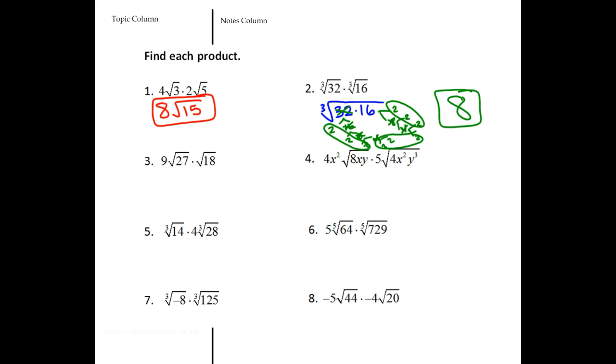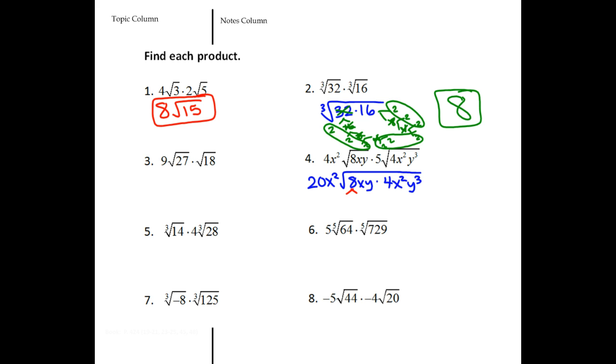So just like we did in the other ones, I'm going to multiply outside times outside. So I really get 20x squared times the square root. Now I'm really just going to do 8xy times 4x squared y cubed. Now this one you could combine them. You could do your factor tree. I like to do the factor tree.